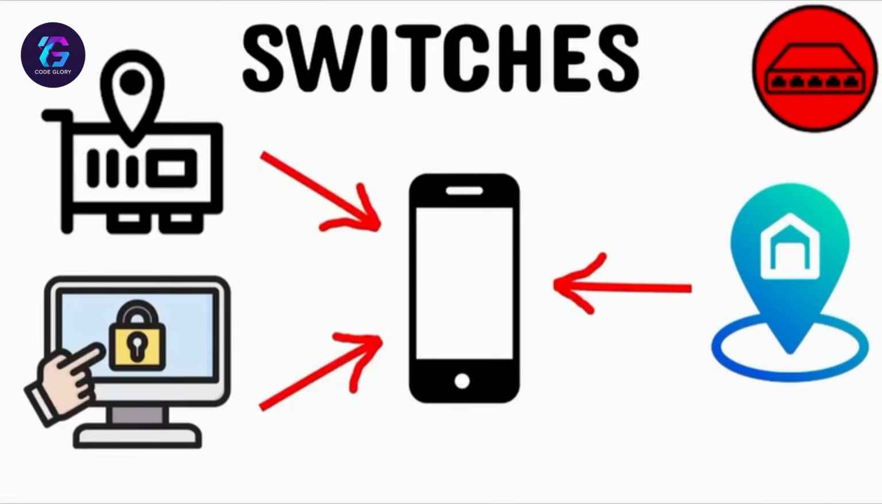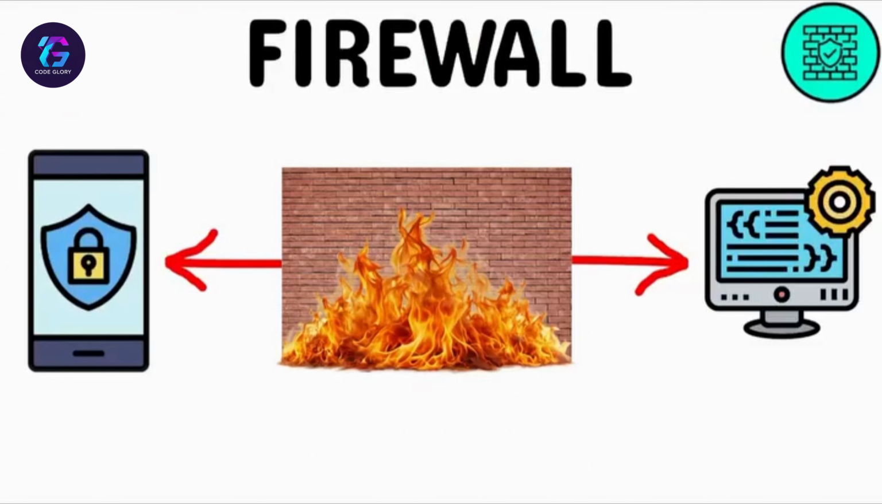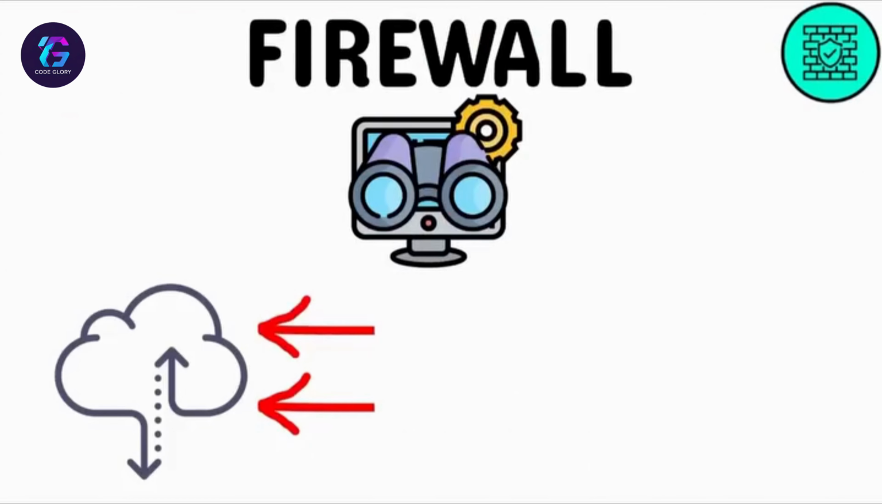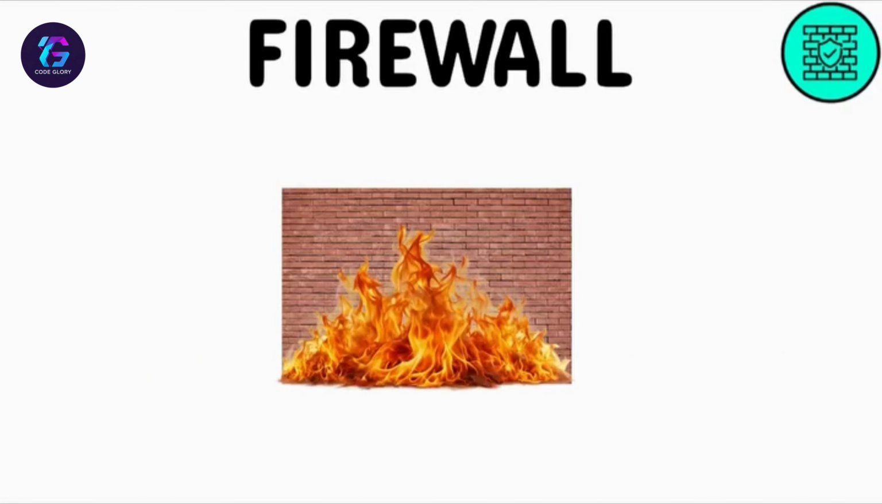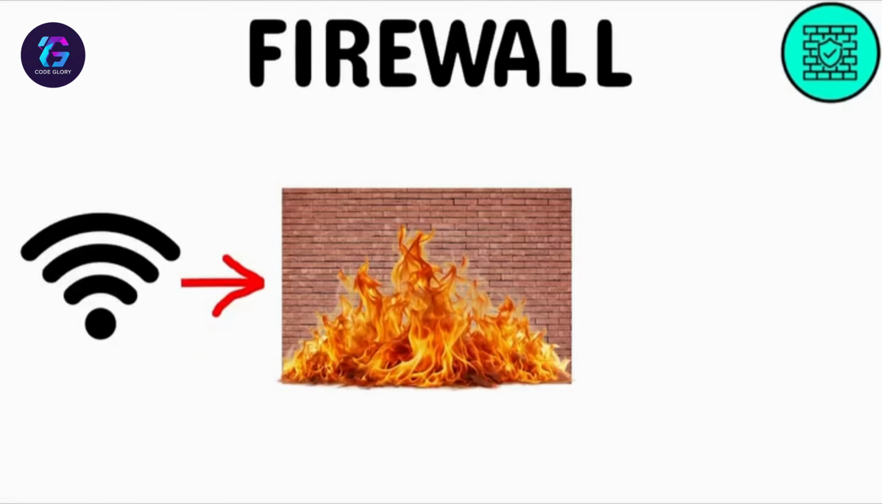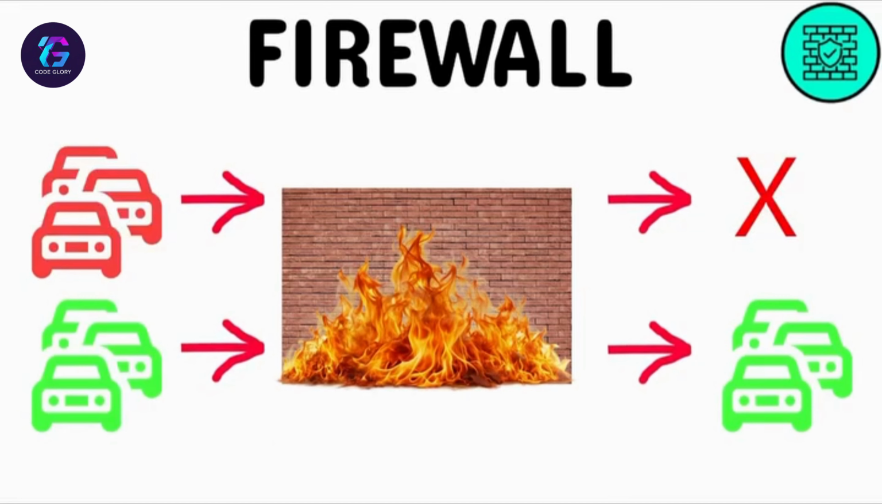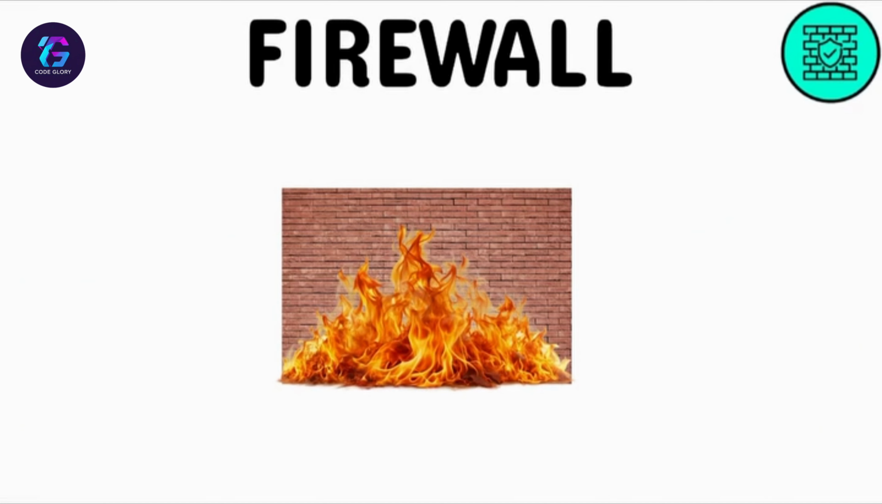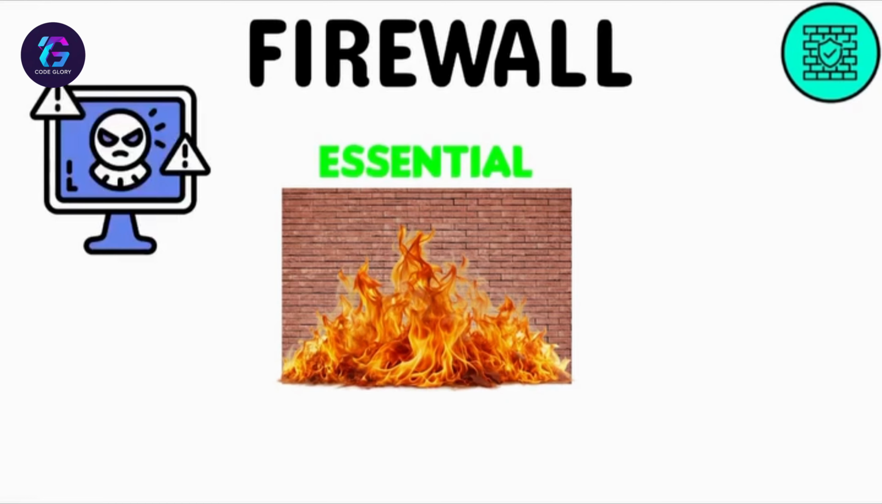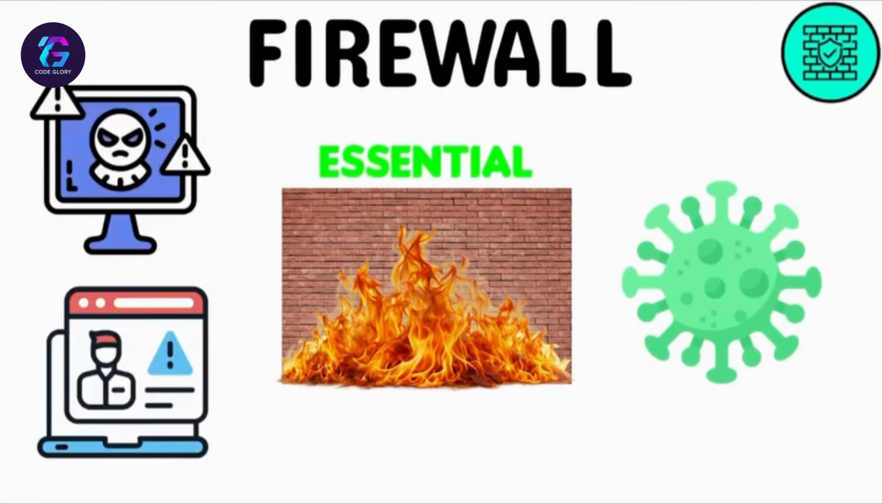A firewall is a security device or software that monitors and controls incoming and outgoing network traffic. It acts as a barrier between your internal network and the external world, blocking unwanted traffic and allowing safe traffic based on predefined security rules. Firewalls are essential for protecting networks from cyber attacks, viruses, and unauthorized access.